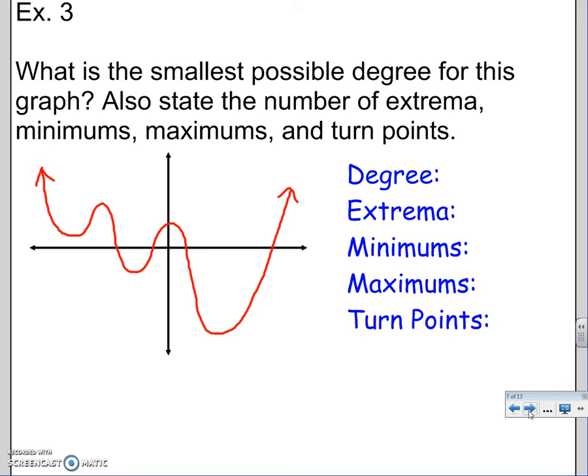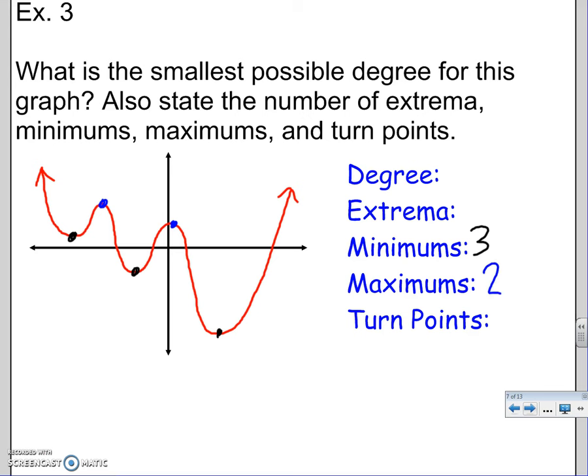Right. For example 3, what's the smallest possible degree for this graph? Also state the number of extrema, minimums, maximums, and turning points. Well, here's this counting. Count however you like. I'm going to count the minimum points first. So here's a relative minimum, here's a relative minimum, here's a relative minimum. So there's 3 minimums. The first 2 are relative. This one is actually the absolute minimum because there's nothing lower than that. For maximums, there's 1 maximum, 2 maximum, that's it, and they're both relative maximums.